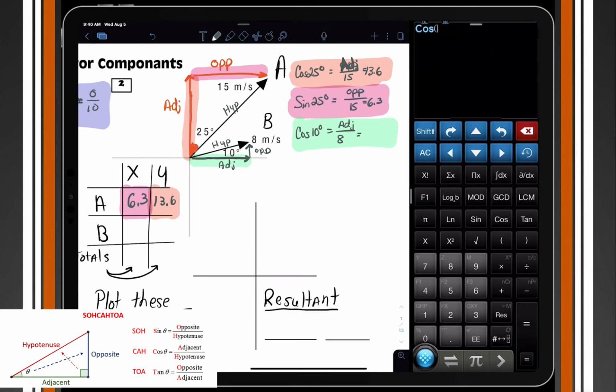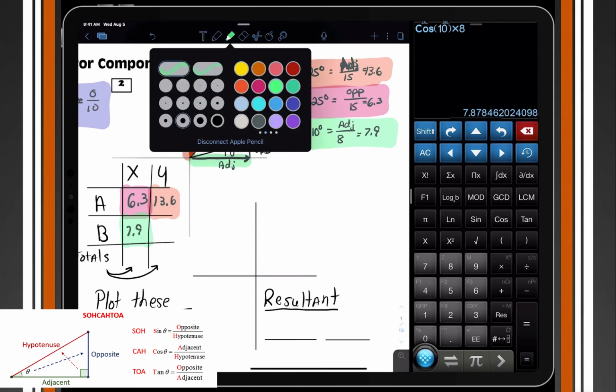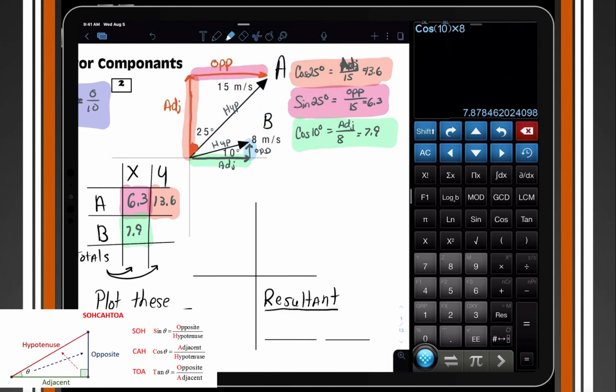Putting that into the calculator, we go cosine 10 times 8 is 7.9. Matching it up. It's along the x-axis, so I'm going to put it into the x-axis spot. 7.9, it's going to the right, so that's a positive value. Our next one, we have the y value now for this one. So the y value will have sine 10 degrees equals opposite over the 8 equals calculator.